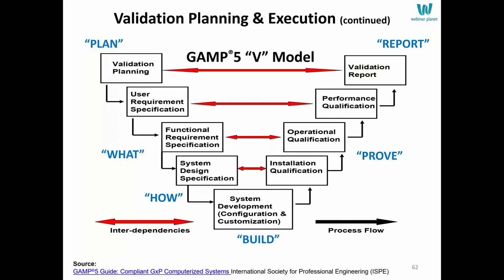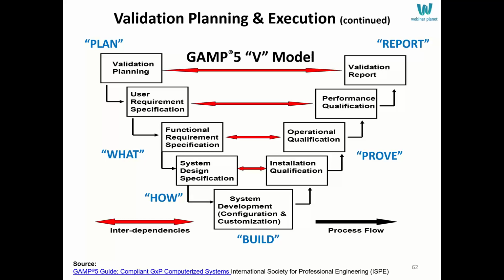And with ISPE, GAMP5, they have the V model. The V model was done years ago, decades ago, and it's basically a flow of how your validation would work. You would start with your plan. You would look at what is required. That's your user and functional requirements. How the system is solutioned through a design or configuration specification or a combination of the 2.